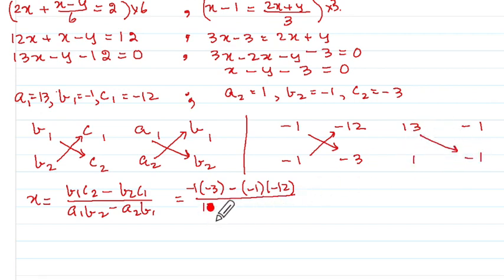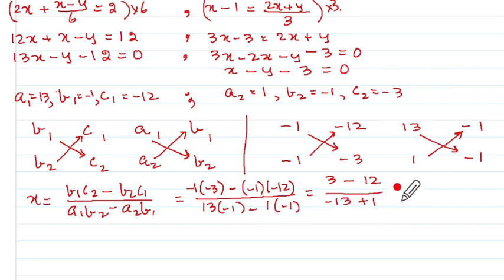A1 B2, that is 13 into -1, minus A2 B1, that is 1 into -1. That will give us here 3. Minus into minus into minus will be minus. 12 into 1 will be 12. Here it will be -13, and here minus into minus will be +1. So that gives us -9 upon here we got -12. So that gives us 3 3s and 3 4s, and minus minus got cancelled.